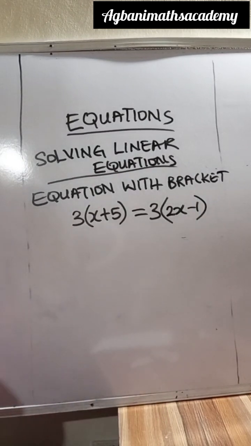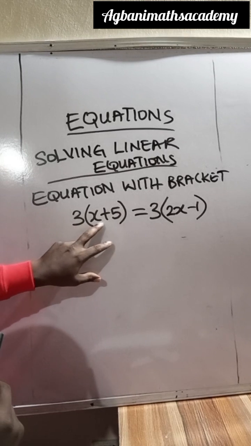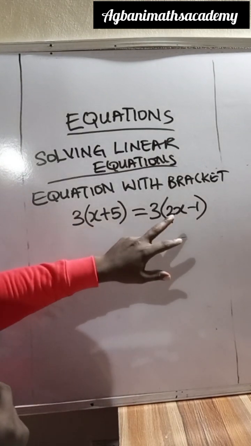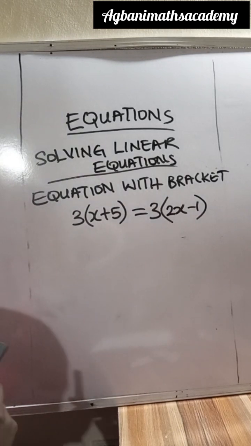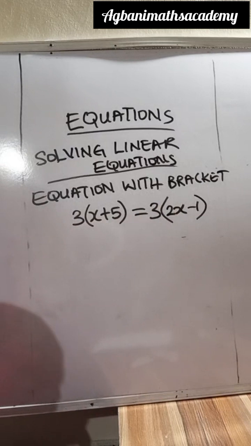Okay, so let's look at this one. Let's solve this. We have 3 into bracket x plus 5 is equal to 3 into bracket 2x minus 1. So as we did in the first question, remember we are looking at an equation with bracket. The first thing we need to do is eliminate the bracket. That's the first thing. We cannot do any other thing without doing that. So we have seen that there are 2 ways of eliminating the bracket.